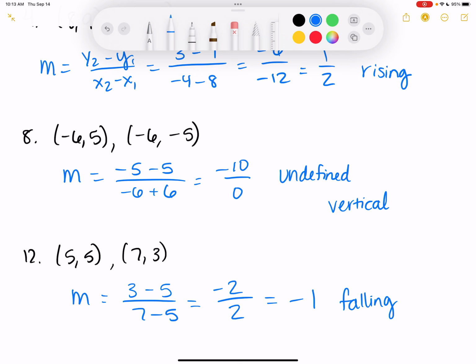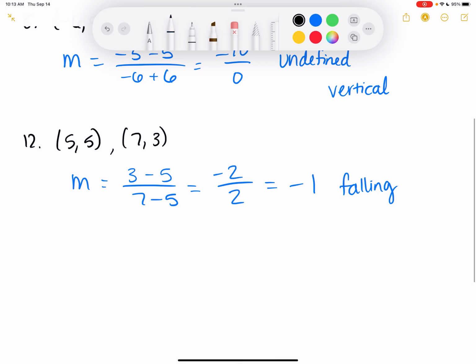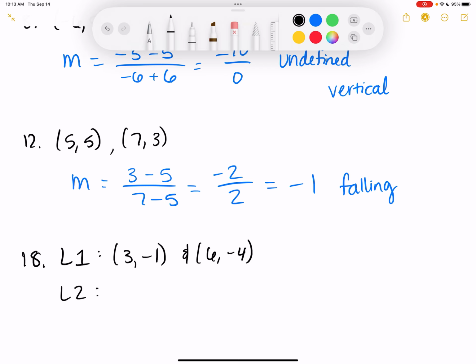All right, so now it says to tell whether the lines are parallel, perpendicular, or neither. So we basically need to find the slope of both lines, and then we'll tell what's happening with them from that. So 18, line 1 is 3, -1, and 6, -4. Line 2 is -4, 5, and -2, 7.